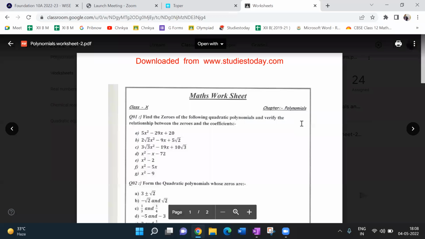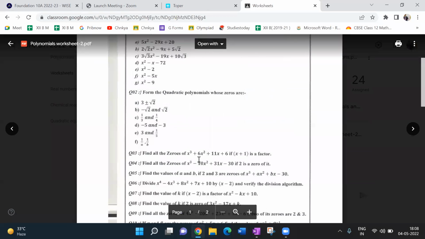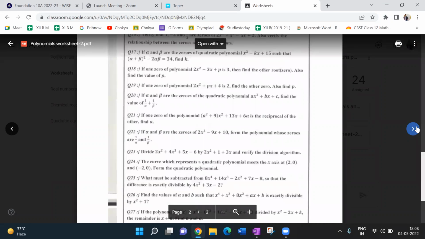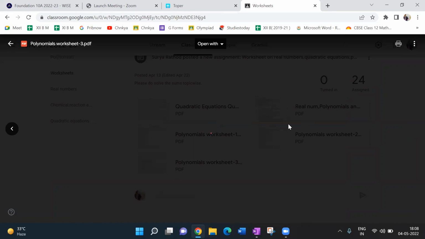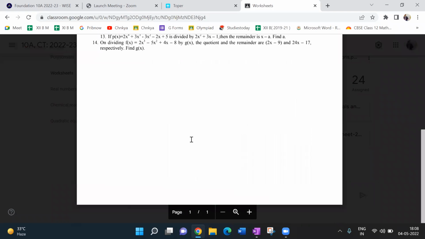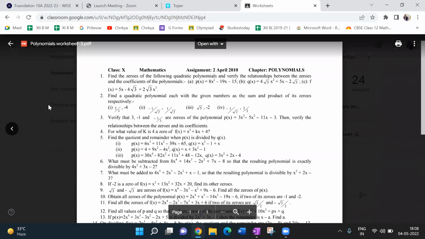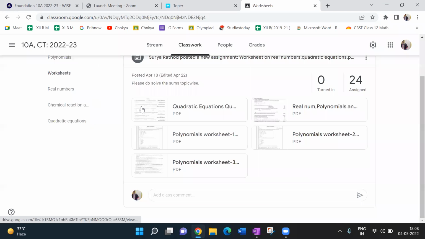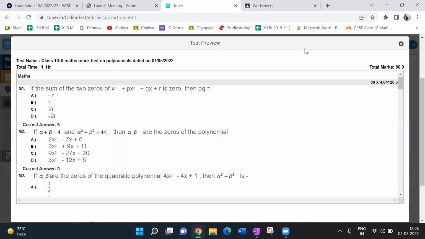Worksheet 2 is also given to you. Look at all the questions here. Worksheet 2 also has 28 questions. Now worksheet 3, look at this. Worksheet 3 has 14 questions. So 28 plus 28 is 56, 56 plus 14, a total of 70 questions have been given to you. I request everyone to finish at least worksheet 1 and upload it by today.